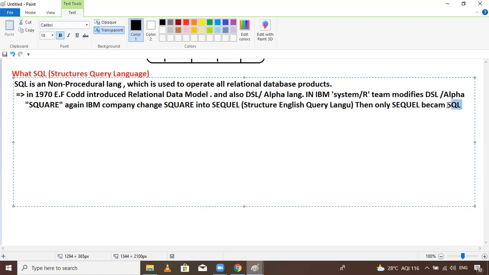Where does SQL come in, and which part does it come in? SQL part comes in the square part, and the square part is in DSL alpha. Okay, and which team developed it? The System R team. Which company developed it? IBM. So I hope these 4 to 5 questions can be answered in one line.